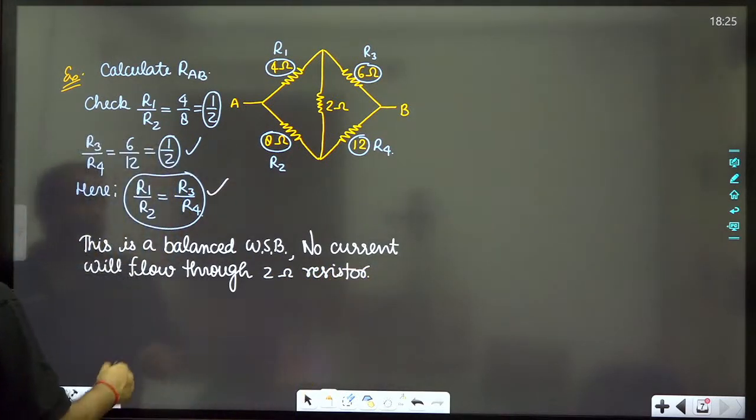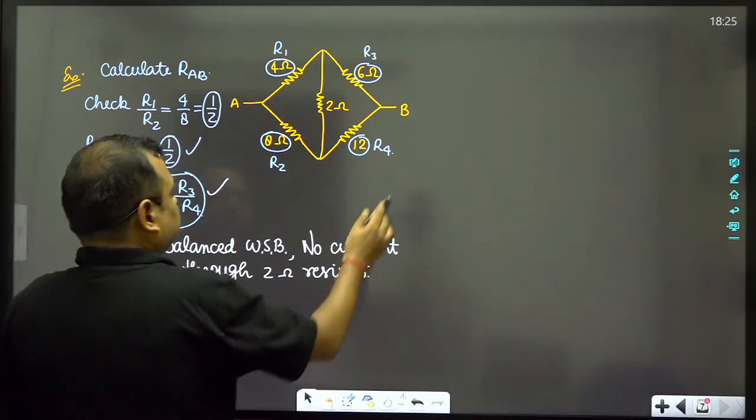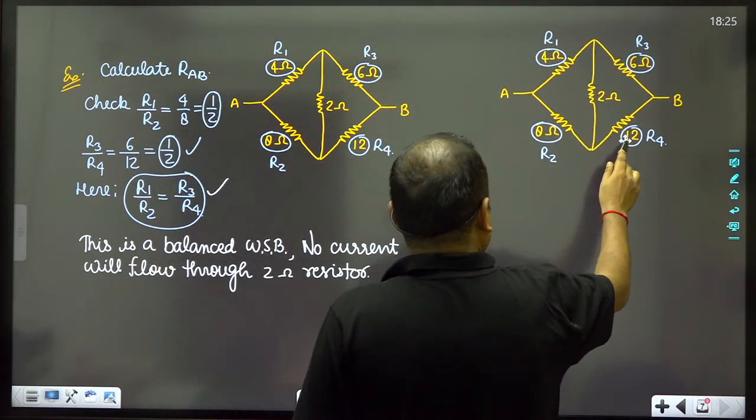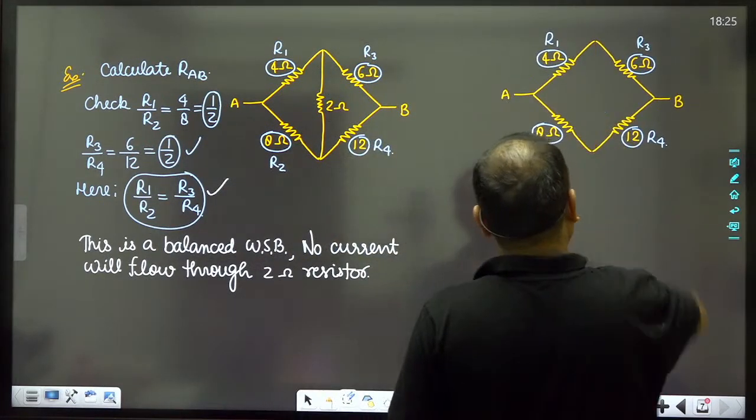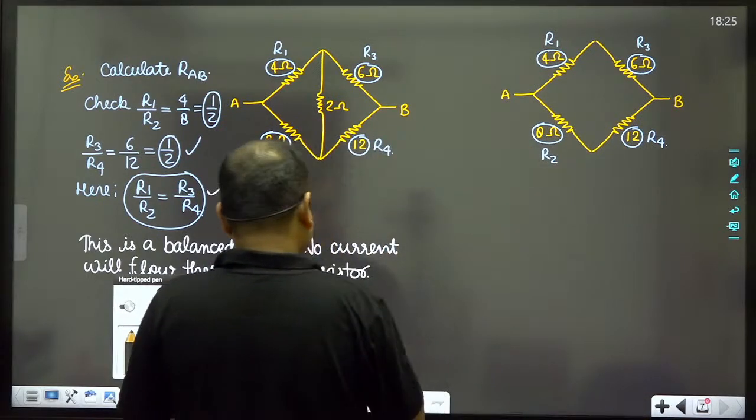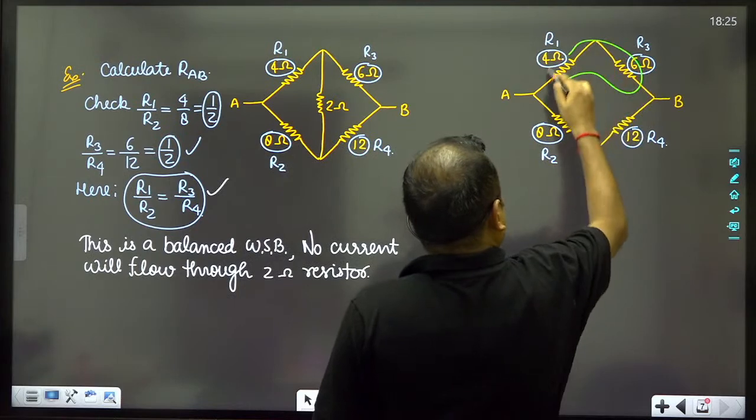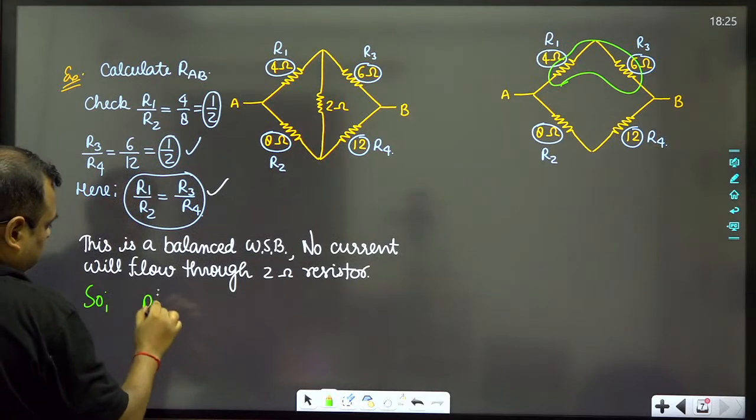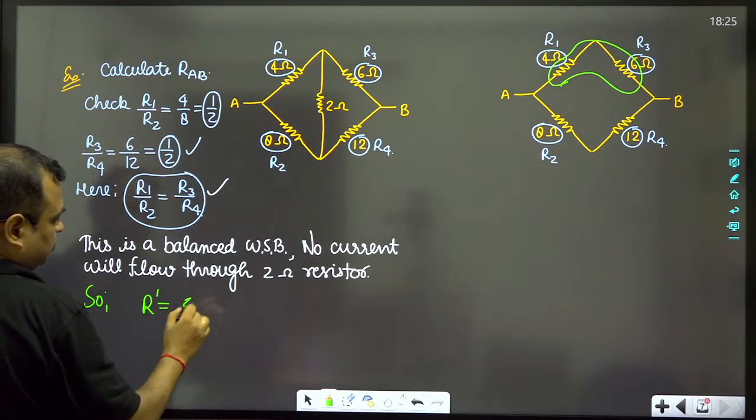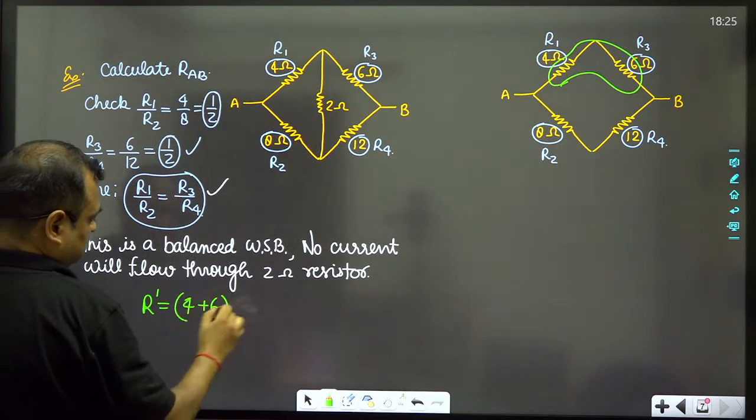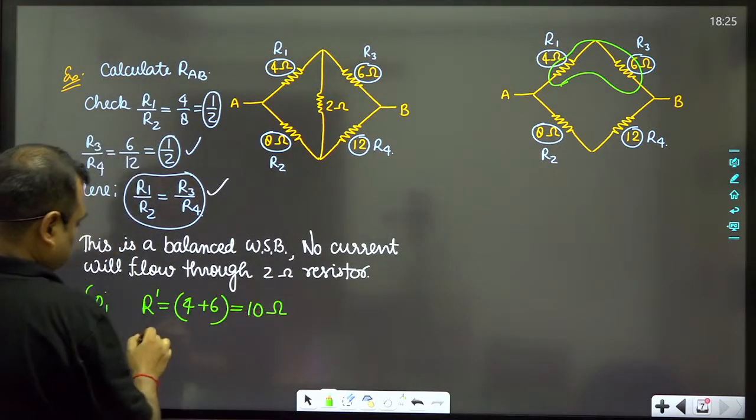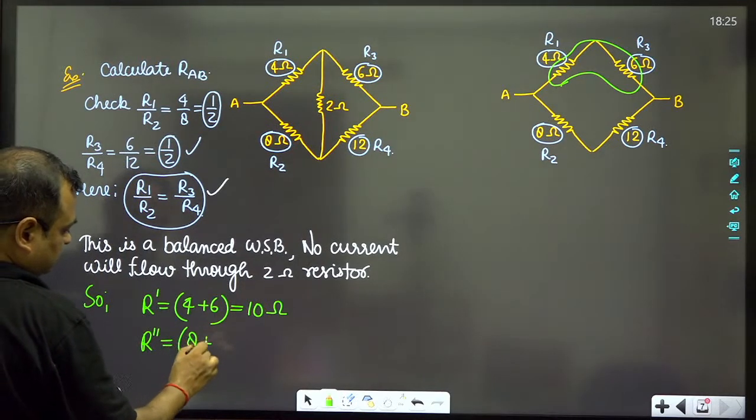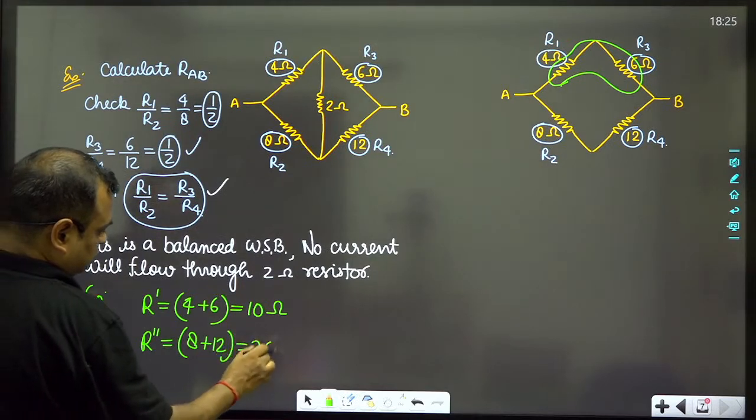Okay, so we can remove it. It means the circuit will become like this, the bridge will become like this. So R dash will be equal to 4 plus 6, which is 10 ohms, and R double dash will be equal to 8 plus 12, which is 20 ohms.